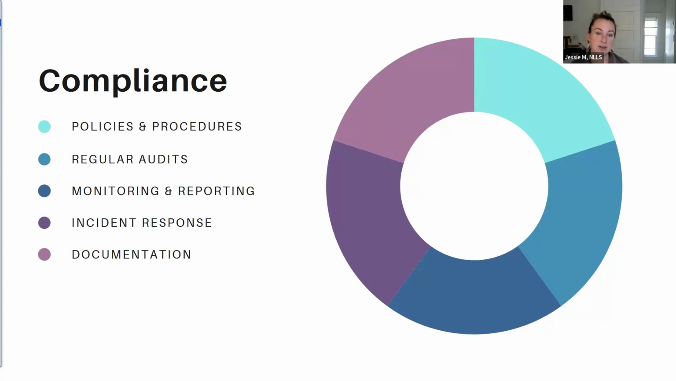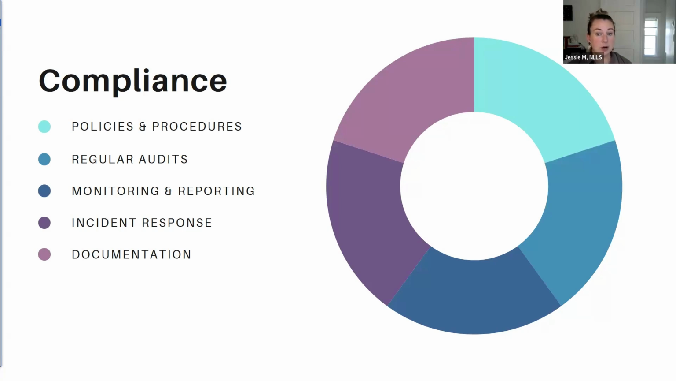And then finally, there is documentation. Keeping thorough documentation of all FOIP-related activities, like training sessions, compliance checks, and responses to access requests, is all part of maintaining good documentation. For instance, the library should maintain comprehensive records of all FOIP-related activities, including staff training logs, audit reports, and records of any access requests and their outcomes.